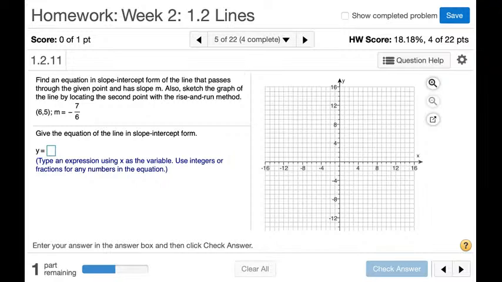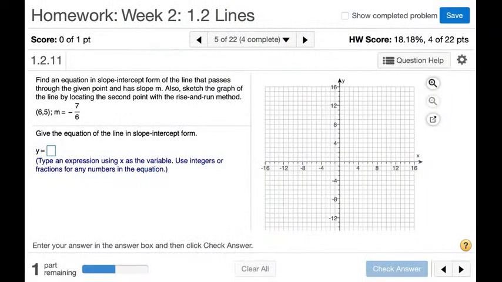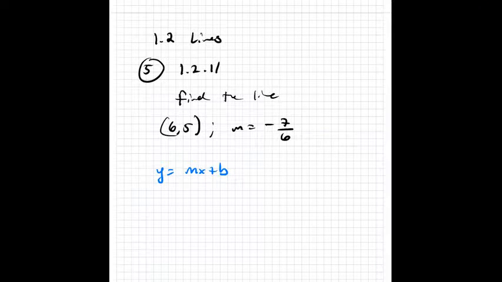Mx plus b, right? Oh, yeah, you can't see what I'm writing. So let me show you my notes. So we're given a slope. We're given a point. So let's plug in that point. So y is 5. The slope is negative 7 over 6. The x coordinate is 6.